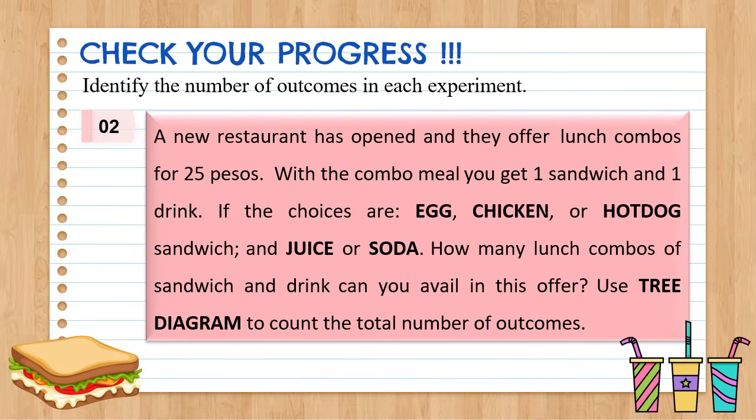For question number 2, a new restaurant has opened and they offer lunch combos for 25 pesos. With the combo meal, you get 1 sandwich and 1 drink. If the choices are egg, chicken, or hot dog sandwich, and juice or soda, how many lunch combos of sandwich and drink can you avail in this offer? Use a tree diagram to count the total number of outcomes.